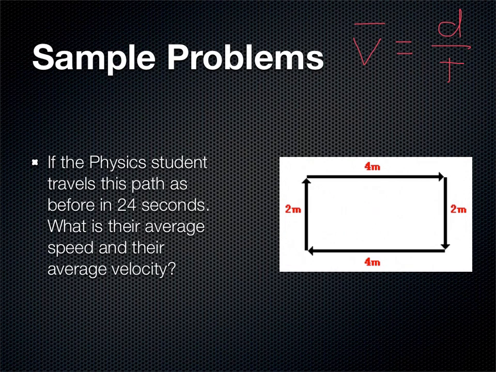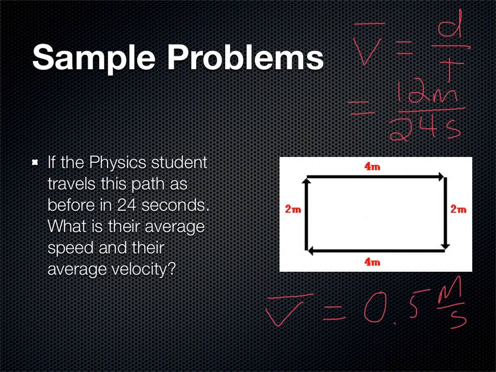So the distance covered was, remember they ran around in this path. They went 4 meters and then 2 meters and then 4 meters and 2 more meters. So they went a total of 12 meters. And it says here that they did that in 24 seconds. So 12 meters in 24 seconds. So the average speed is 0.5 or 1/2 meter per second.